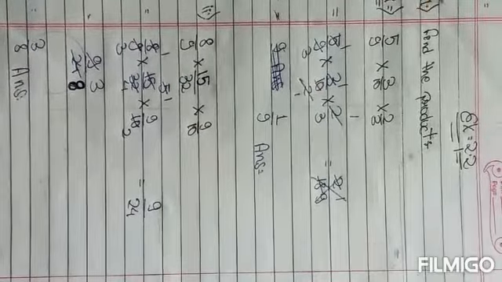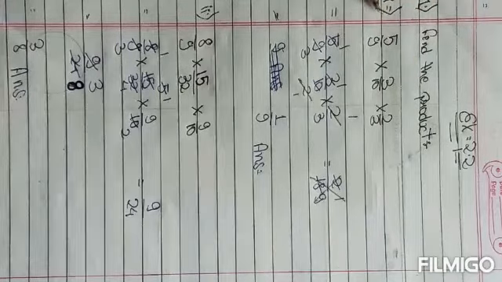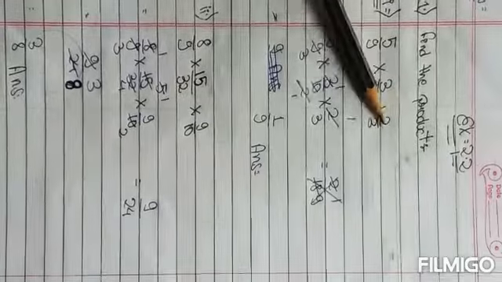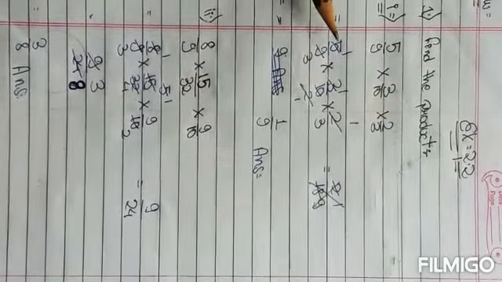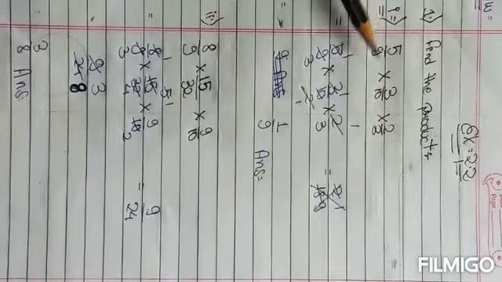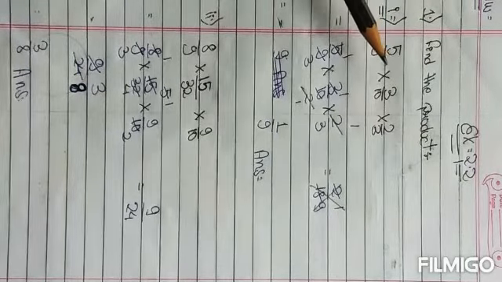So our first number question is find the product. Here, first number question, it's given 5 by 9 multiply 3 by 10 and multiply 2 by 3. What you have to do, you have to see in which tables these numbers are coming. Then after that you have to reduce in lowest terms.